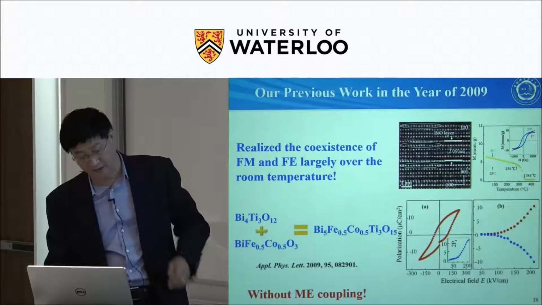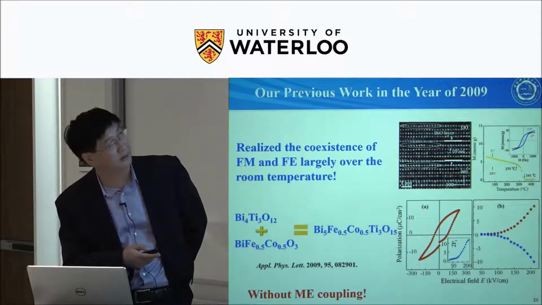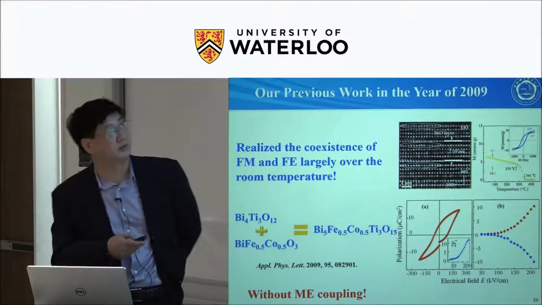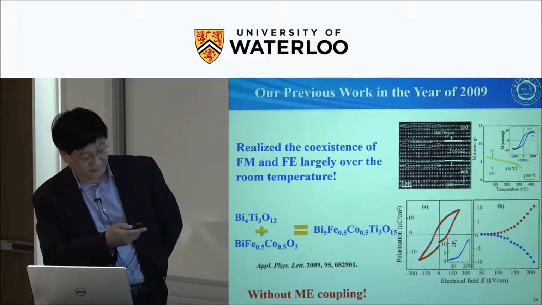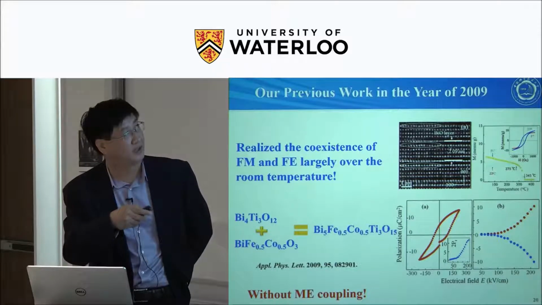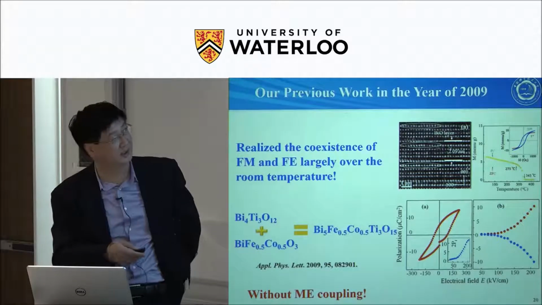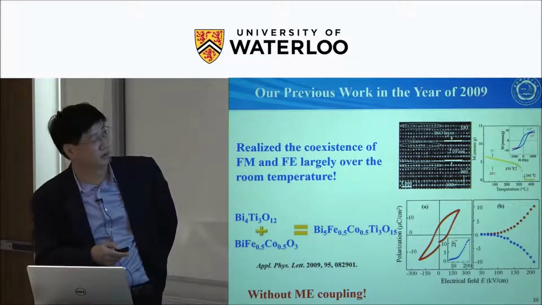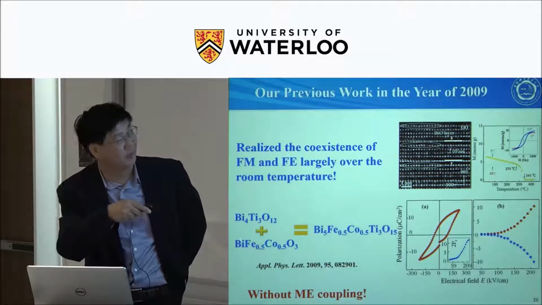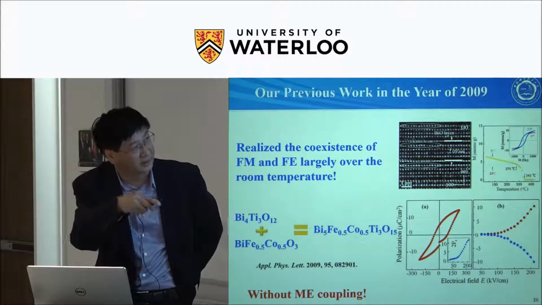So in 2009, at that time I was still working at a US university, we did realize the coexistence of Fm and Fe largely over room temperature. That means both transition temperatures are above room temperature. What we really did is we just used this four-layer system. We added one cobalt inside, okay? Then we generated a new material.